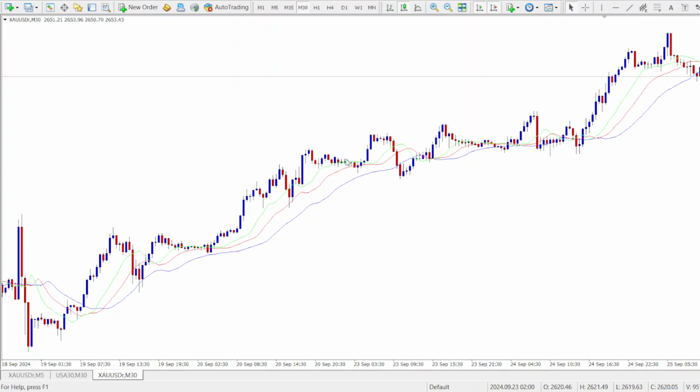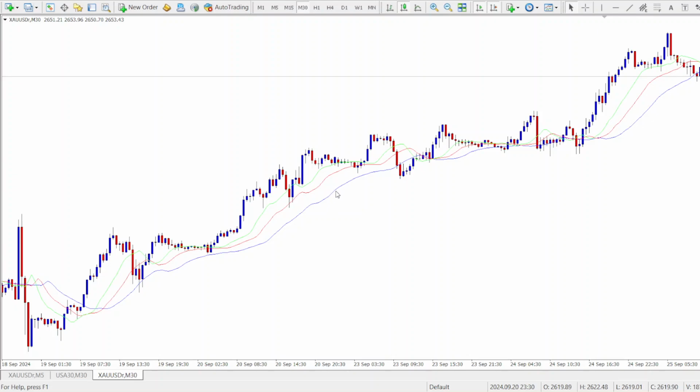So basically, these are the descriptions of each of the lines that make up the alligator indicator. Now we are going to be looking at how to interpret the signals given by the alligator indicator. First of all, how do you identify a trend? It is very simple.